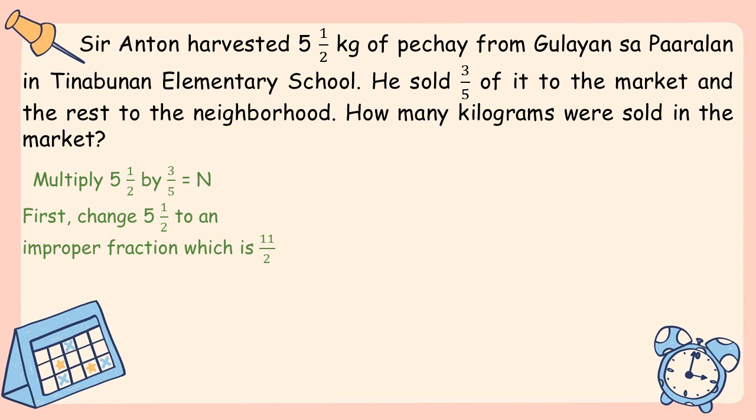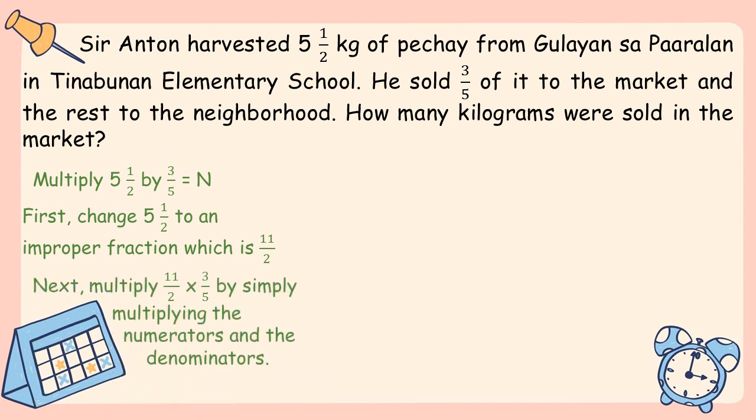And how to do that? We just need to multiply the whole number 5 by the denominator, which is 2. So 5 times 2, that is 10. And then once you got the product, you are going to add it to the numerator, which is 1. So 5 times 2, that is 10, plus 1 is equal to 11. And we just need to copy the denominator 2, so we have 11 halves.